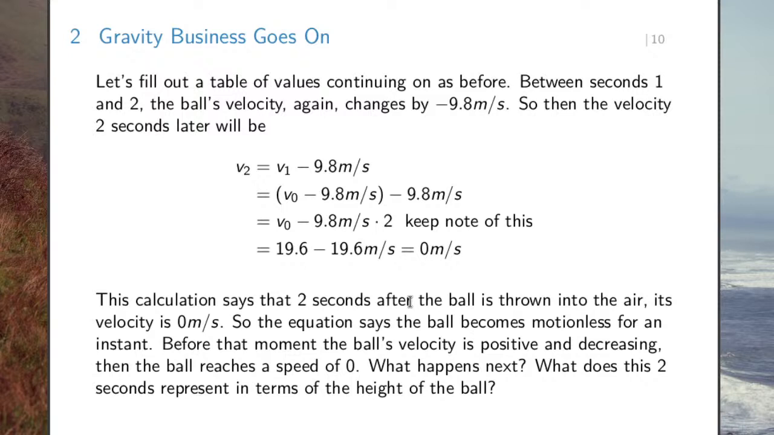So what does that mean? The ball goes up, right? Up until this point, the velocity of the ball has been positive, right? It's been going upwards. And then all of a sudden, the ball reaches a velocity of 0. So what do you think this 2 seconds represents? 2 seconds after the ball is thrown up, the velocity is 0.